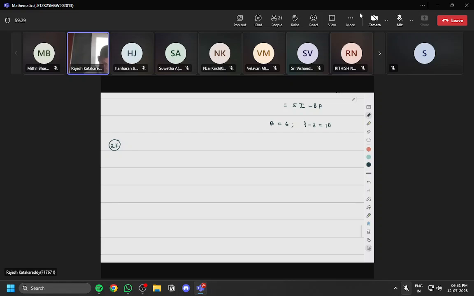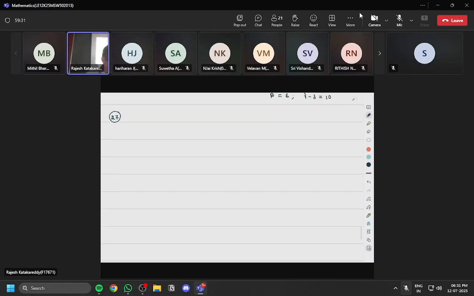So in problem 27, given is a matrix P. P is equal to [2, -1; 5, -3]. N is a natural number. P power n is equal to 5 times identity minus 8 times P.